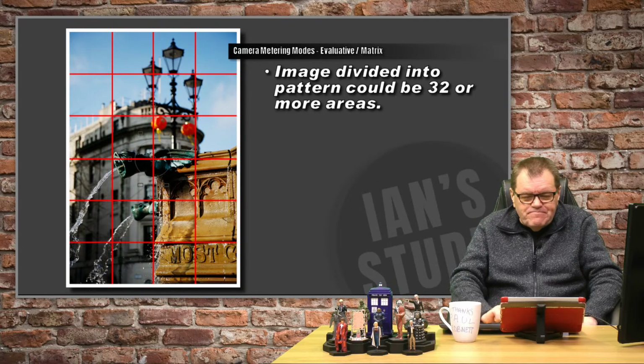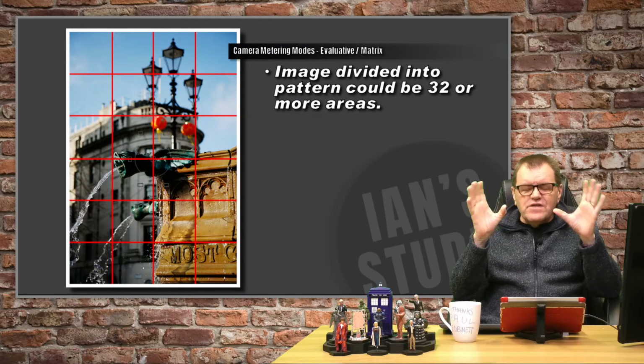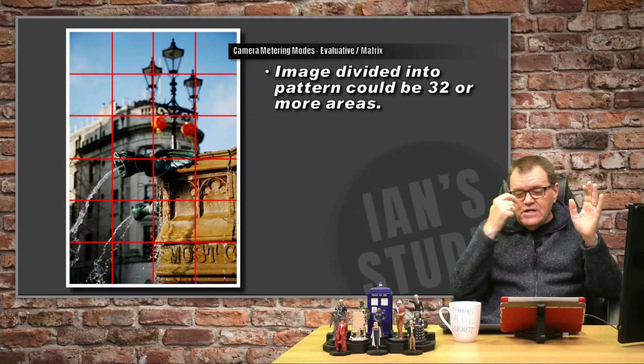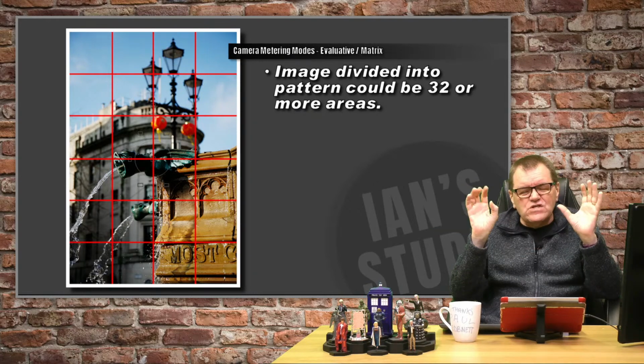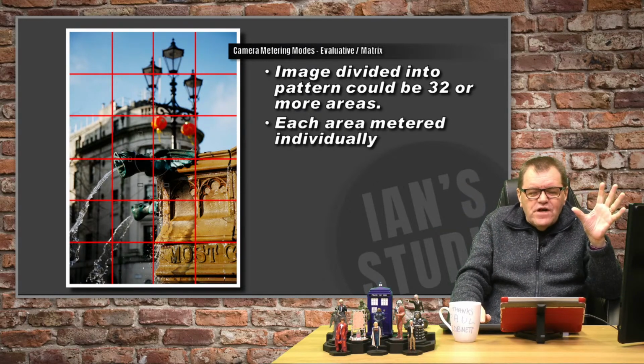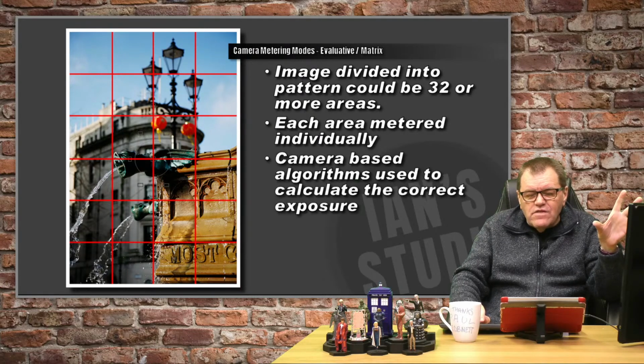So let's start with evaluative or matrix or grid or whatever you want to call it. Your image that the camera sees is divided into a pattern that could be at least 32 or more areas. So it's divided into this grid, and each of those little areas are measured. The light is measured individually for each of those squares or areas on there.